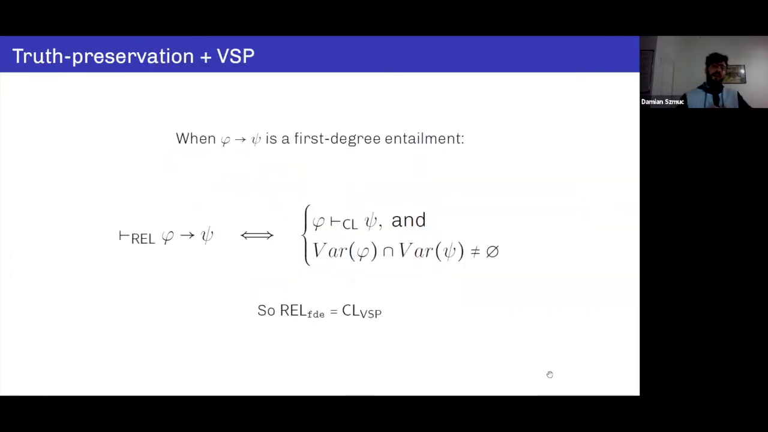So basically, one thing that is interesting for me to say here is that the fragment that I'm going to discuss, this fragment that I call CLVSP, basically the fragment of classical logic that respects the variable sharing property, is also, somewhat interestingly, the first degree entailment fragment of the relatedness logic presented by Epstein in a book from the 90s, 95, if I remember correctly. So for some of you who might be familiar with that, it might be an interesting thing to look at. So basically the semantics and the calculus I'm going to give here are a semantics and a calculus for the first degree entailment fragment of this relevance logic.